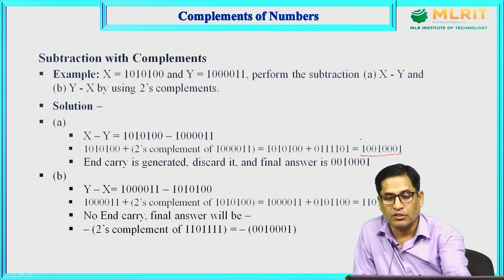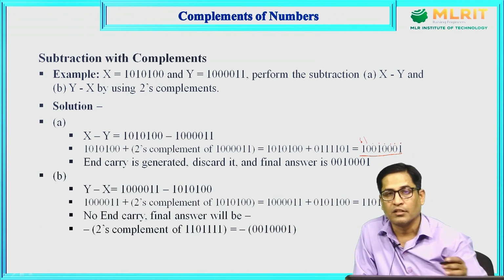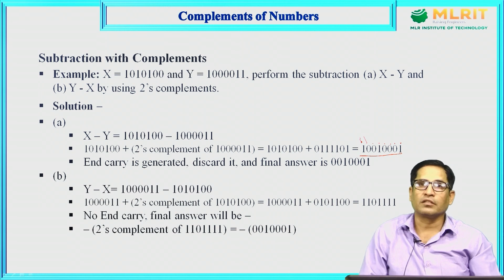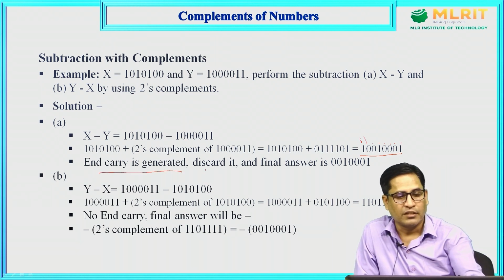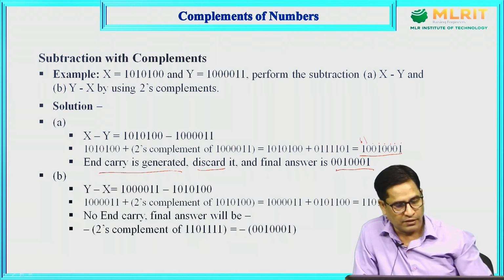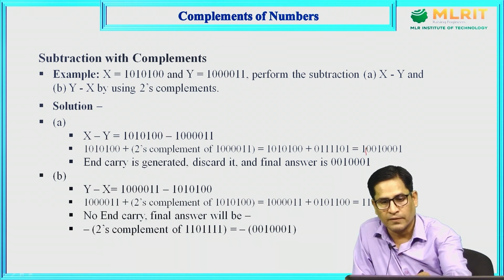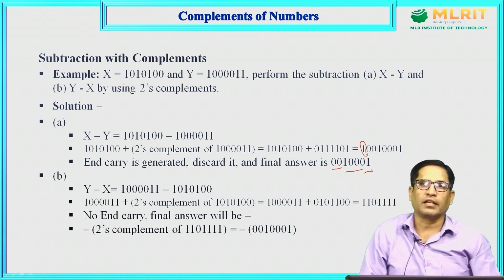Please note that in this answer we got 8 digits, and we started with 7 digits in each of x and y. That itself says that an end carry is generated. Discard it, and the final answer is everything except this digit, which gives 0, 0, 1, 0, 0, 1, and this is the answer.